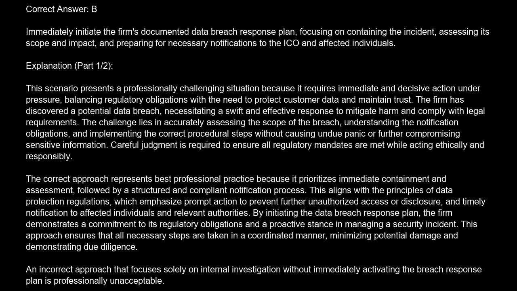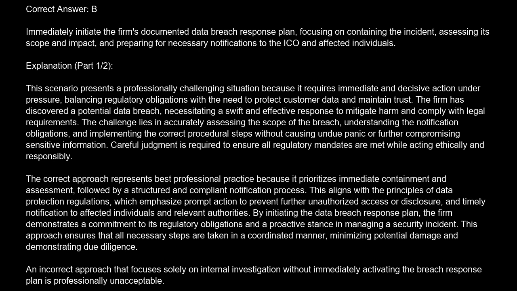Careful judgment is required to ensure all regulatory mandates are met while acting ethically and responsibly. The correct approach represents best professional practice because it prioritizes immediate containment and assessment, followed by a structured and compliant notification process. This aligns with the principles of data protection regulations, which emphasize prompt action to prevent further unauthorized access or disclosure, and timely notification to affected individuals and relevant authorities.